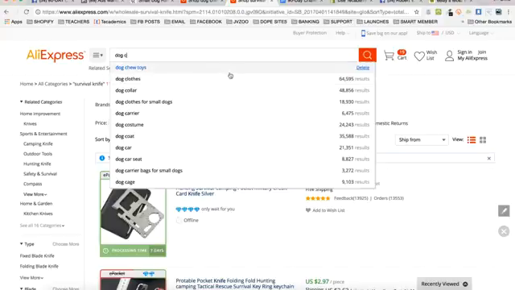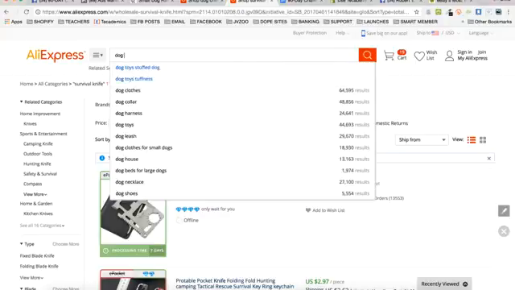If you find a product type like dog clothes and there were only 5 results for that, 5 products in dog clothes, then it's probably something that you don't want to go into. You want to go into things where there's a lot of products because it just shows you that there's a whole lot of opportunity.